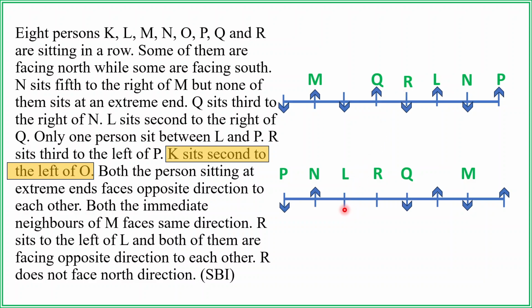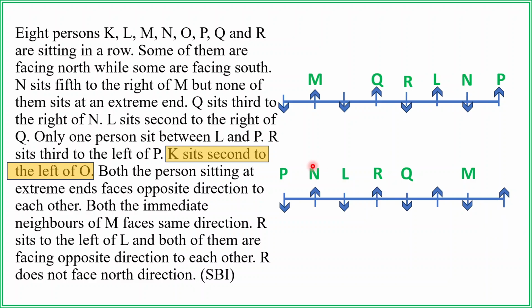Now in case number two, let's suppose L is facing south direction, so R will be facing the north direction. Also you can see that if L is facing south direction, then only on this side is R to the left of L. R does not face north direction. So here in case number one, R is facing south direction, and in case number two, R is facing north direction. But in the question, it is given that R is not facing north direction, which means case number two is wrong.